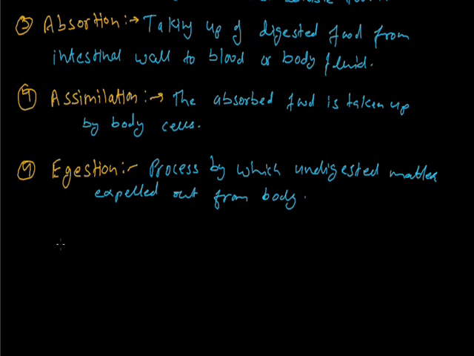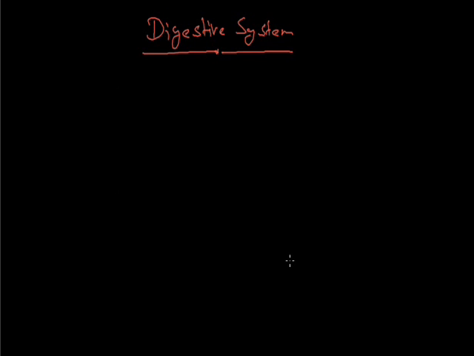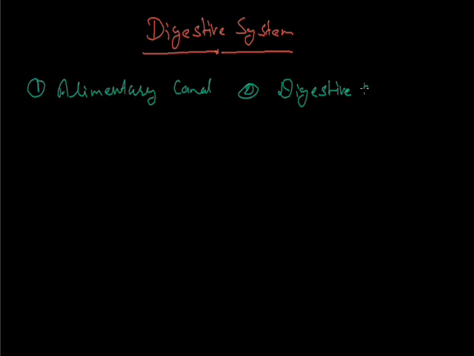So the whole digestive system is regulated by various hormones secreted by endocrine glands. So now we will discuss the digestive system of human. As we know, we have a particular system for the whole process of digestion, and we can divide this digestive system into two parts. Number first is the alimentary canal, and number second is the digestive glands.